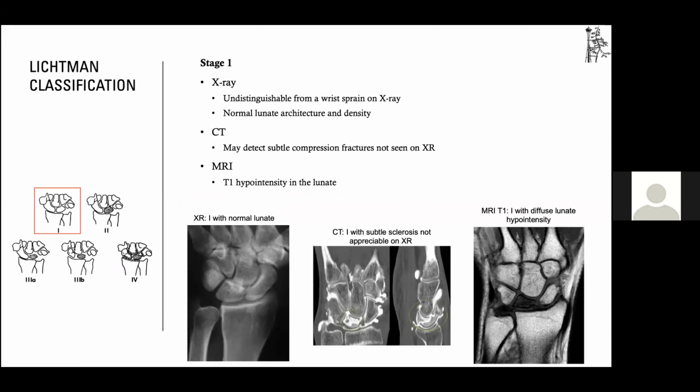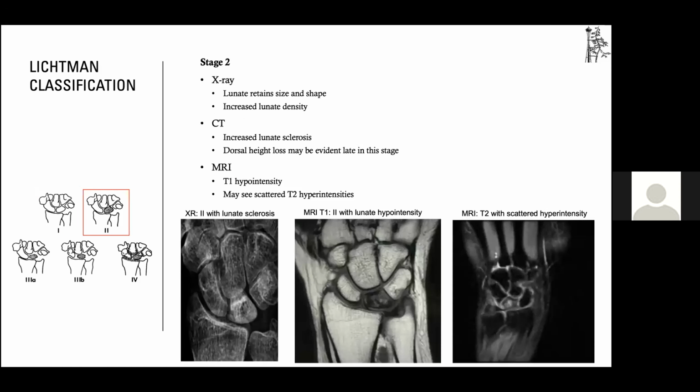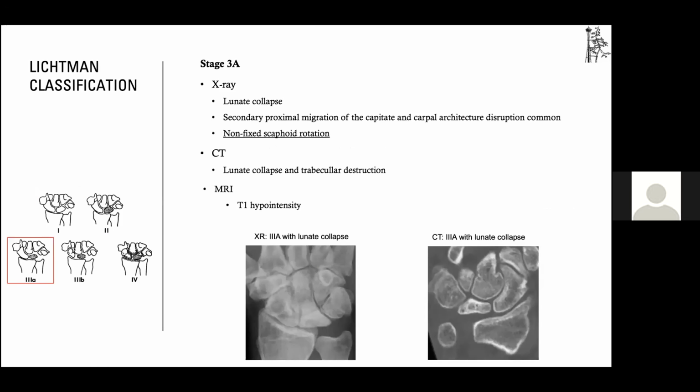On MRI, we can see T1 hypointensities of the lunate, and CT may start to show subtle compression fractures, which aren't appreciable on radiographs, but this can still be challenging in early stages. As we move on to stage 2, the lunate will retain its size and shape, but we can start to see sclerosis and increased lunate density. CT will again show the sclerosis and may begin to show subtle changes in height that aren't appreciable on X-ray. And on MRI, we continue to have T1 hypointensity, but can also start to see T2 hyperintensities.